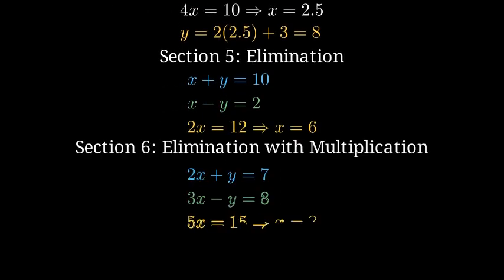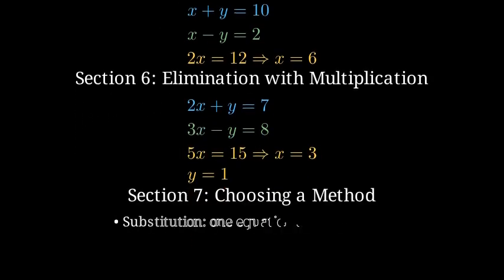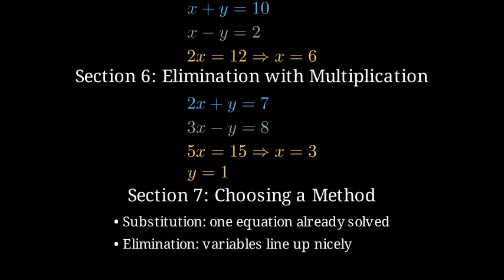Sometimes we need to multiply first. Example, 2x plus y equals 7 and 3x minus y equals 8. Add them and y cancels. 5x equals 15, so x equals 3. Then y equals 1. When to use which method? Use substitution when one equation is already solved for a variable. Use elimination when the variables line up nicely.